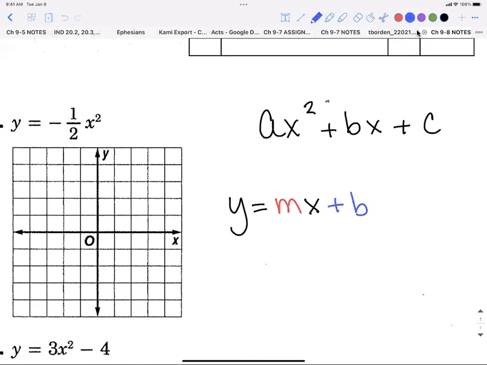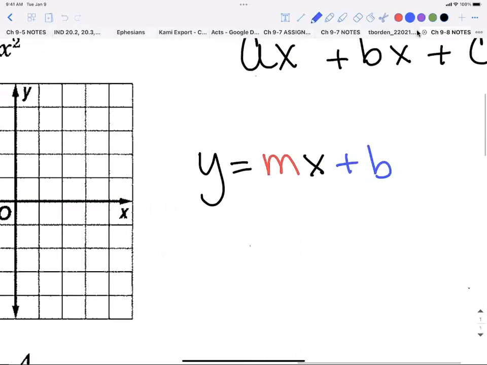The reason I always color coded things for you is because the M and the B were numbers, right? And they meant something to us. The M was the slope, the B was the y intercept. But the X and the Y that I put in black are generic and are there in every single equation. So y equals mx plus b, the y equals and the x are always there. And the M and the B can be any number: fractions, whole numbers, decimals, negatives, right? We can have a lot of things.